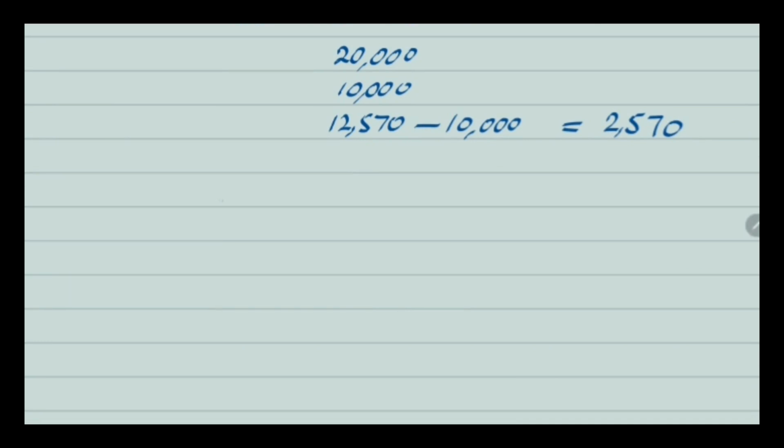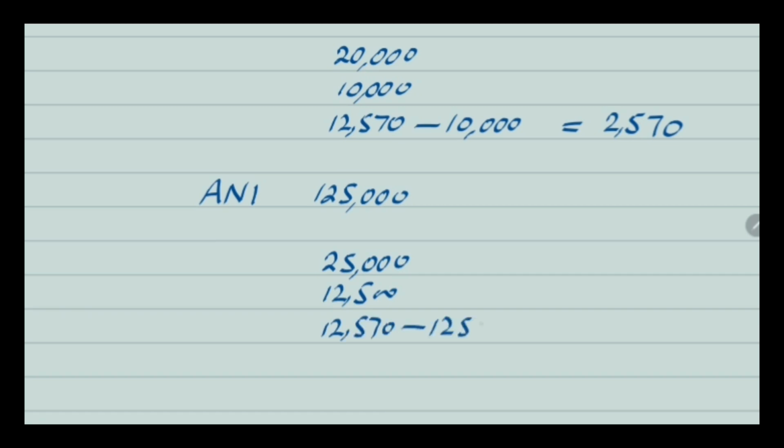Now take another example. What if the adjusted net income is 1,25,000? Again, we need to identify the portion in excess of 1 lakh, which is now 25,000. Divided by 2, we'll get 12,500, and reduce that amount from 12,570, and we'll get our adjusted personal allowance as 70 only.